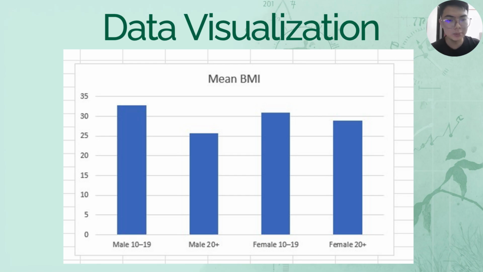For female participants, the mean BMI was 13.97 for those aged 10 to 19 years and 28.96 for those aged 20 years and above. Overall, the chart shows that younger participants recorded higher average BMI values compared to older participants. This suggests that age may have an influence on BMI within the dataset used in this study. The chart also makes it easier to compare the BMI values between different age and gender groups.